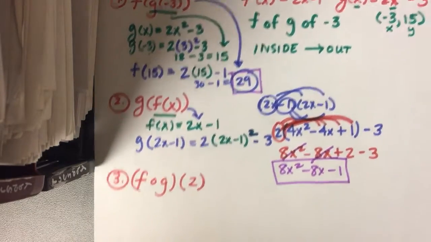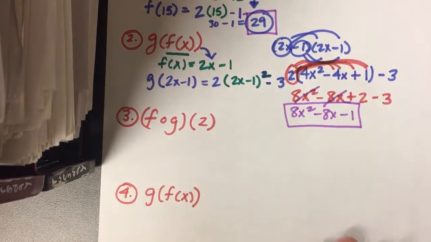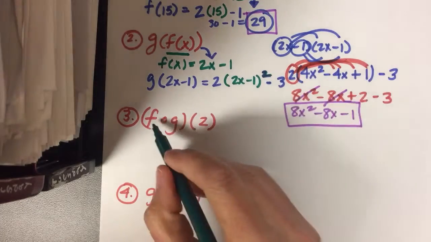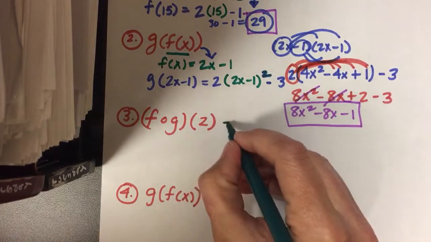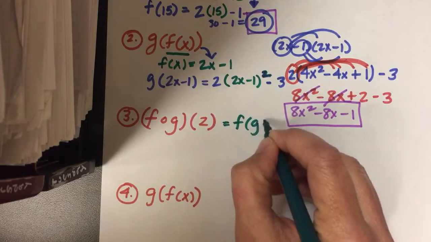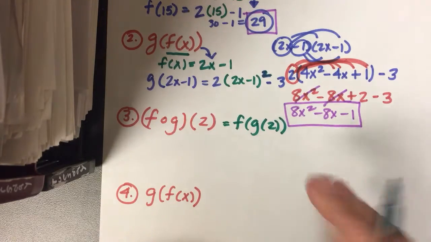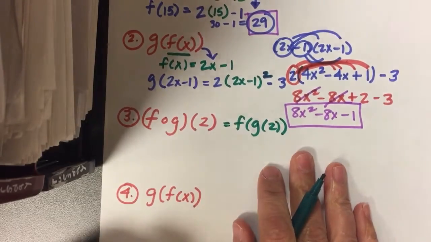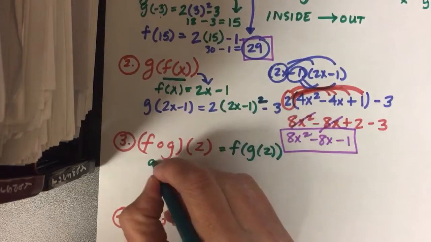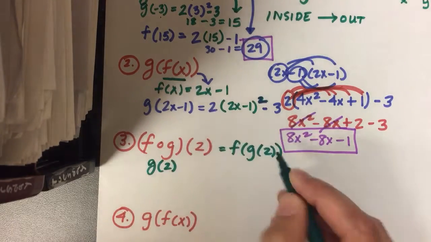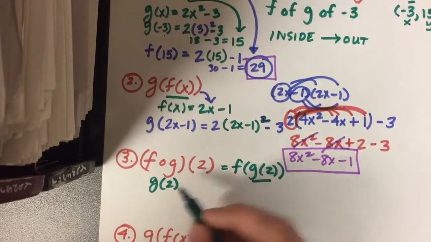Now moving on, let's say we have it written in this format, number 3. That is still pronounced f of g of 2. That's just a different way of writing it. So we're going to go into our function g of x, and we're going to find g of 2. Because remember, we go inside out. So 2 is my input.